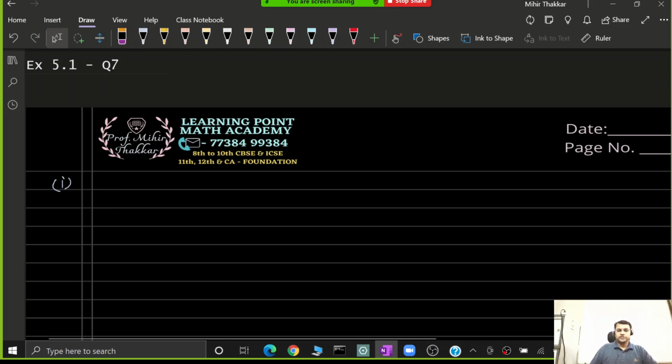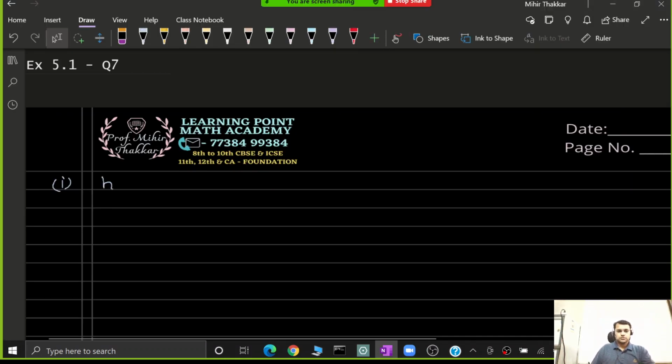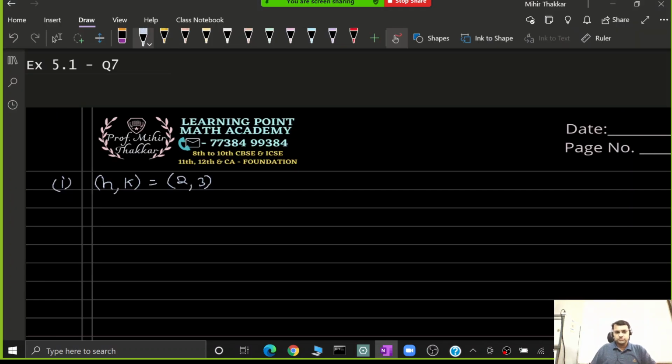Okay, so let us see question number 7, the first part of that. It is given that h, k is equal to 2, 3. And small x, y, that is the original point, is 1, 3.